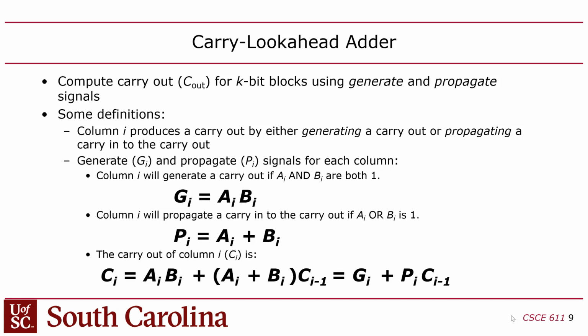Yes? So if generate is 1, it means that we for sure have the carry out, but if propagate is 1, it means that we might or might not have the carry out. Right, exactly. That's another way to say it. Okay.